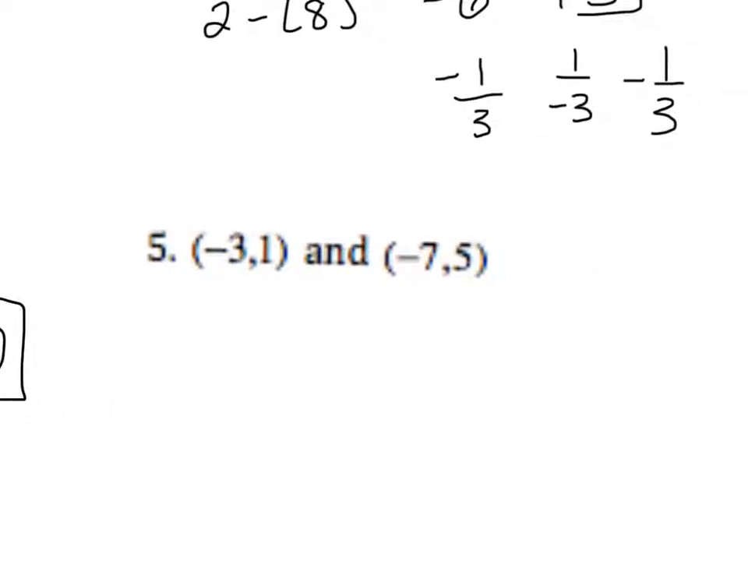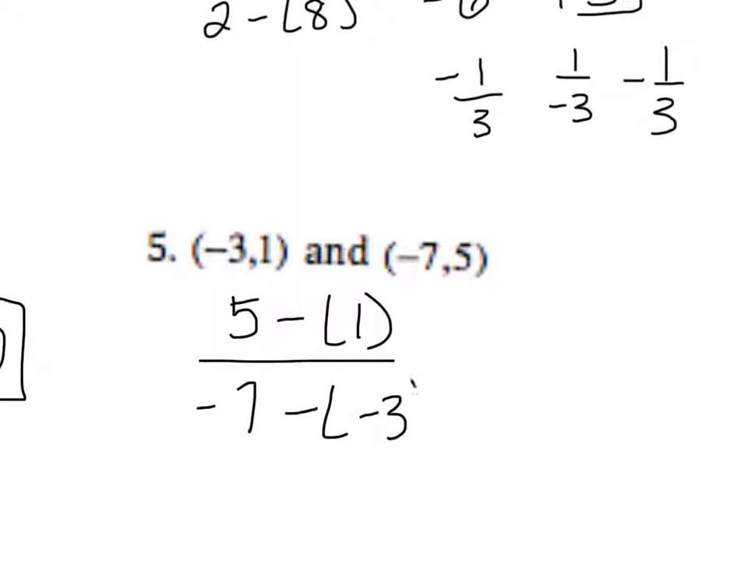Okay, number 5. We've got now 5 minus 1 over -7 minus -3. It is so important that you put parentheses around that second number because it's just going to teach you to remember to subtract those negatives. It makes a huge difference as we move forward. It's going to catch a lot of mistakes for you. So 5 minus 1 is 4. -7 minus -3 is going to be -4. So this is going to reduce to -1.